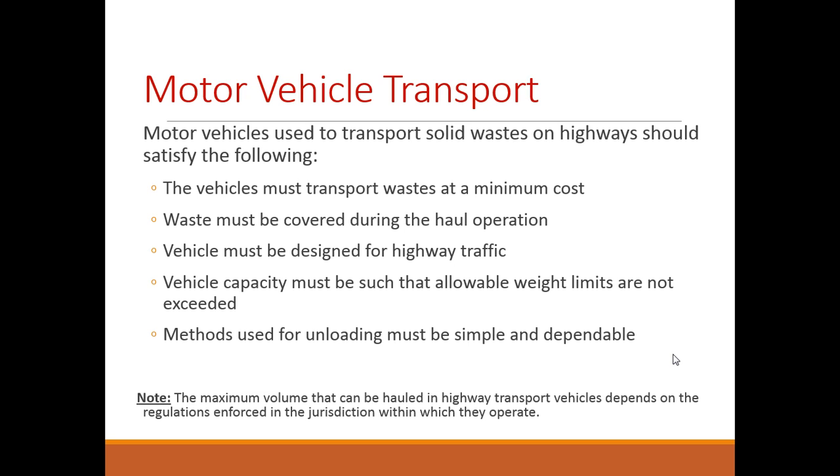Vehicles must be designed for highway traffic. So for example, the vehicles must be able to maneuver easily in highway traffic. Even if it's a large vehicle or a smaller vehicle, we have different size waste transport vehicles, but it must be designed for highway traffic. Because remember, when we're on a highway, usually the driving speed would be higher than that of the local road, so it must be able to maneuver in that kind of traffic.